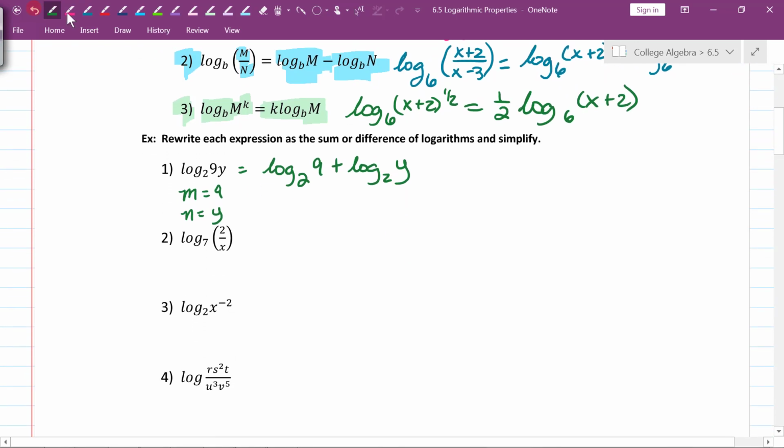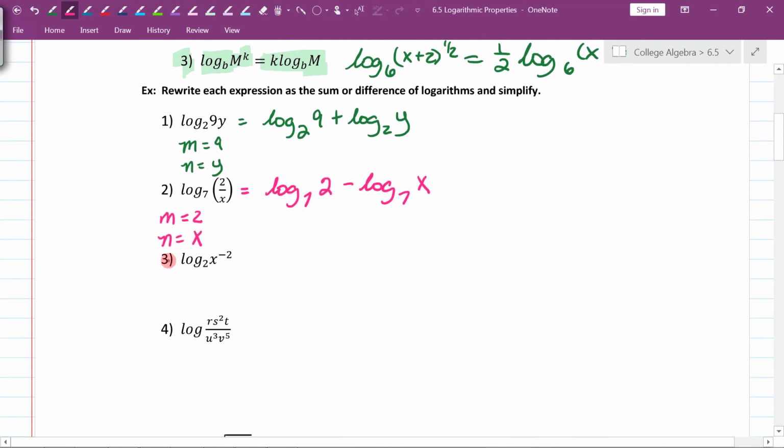The next one right here, we would be able to say that our m is equal to 2 and our n is equal to x. So to write this as a difference, it's going to be log base 7 of 2 minus log base 7 of x.